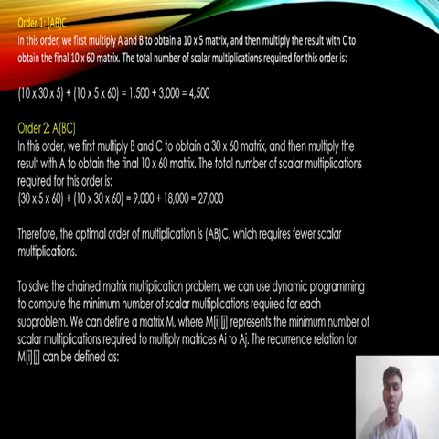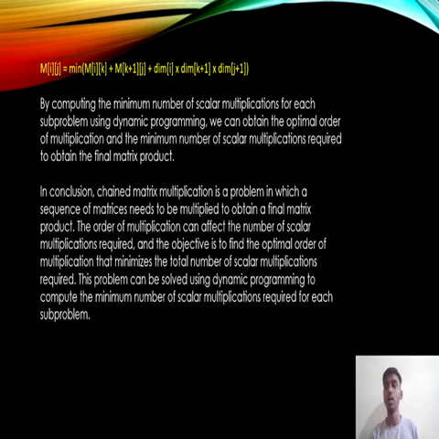To solve the chain matrix multiplication problem, we can use dynamic programming to compute the minimum number of scalar multiplications required for each subproblem. We can define a matrix M where m[i][j] represents the minimum number of scalar multiplications required to multiply matrices Ai to Aj. The recurrence relation for m[i][j] can be defined as the minimum over k of m[i][k] plus m[k+1][j] plus dim[i] into dim[k+1] into dim[j+1].